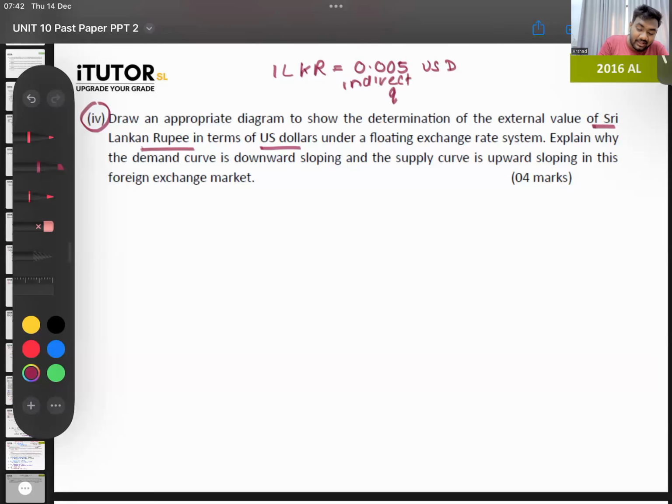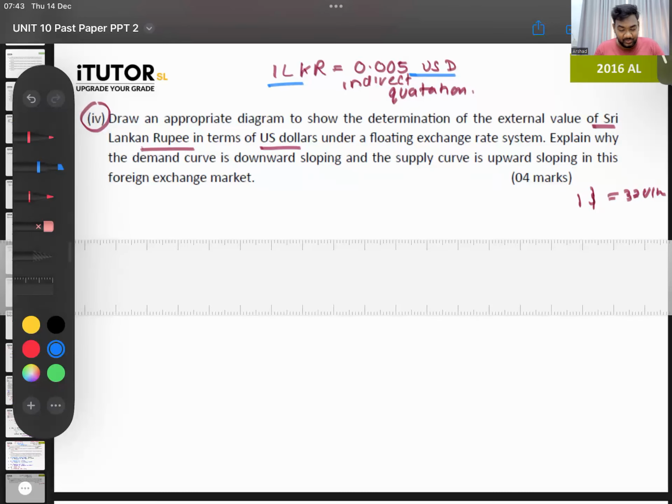So be very careful when you get a quote. You have to figure out which quotation they are referring to. Now, if they say show how the value of the dollar is determined in terms of Sri Lankan rupee, dollar in terms of rupee, 1 US dollar is 320 LKR. But here they have said rupee in terms of dollars. So 1 rupee in terms of dollars, how much is it? They're asking for the indirect quotation diagram. So you can't draw both also. You have to be very careful.